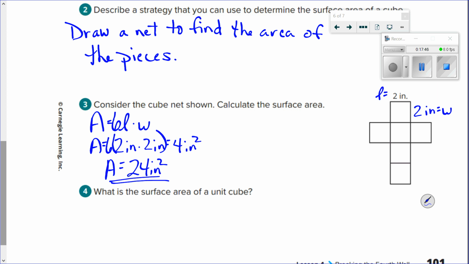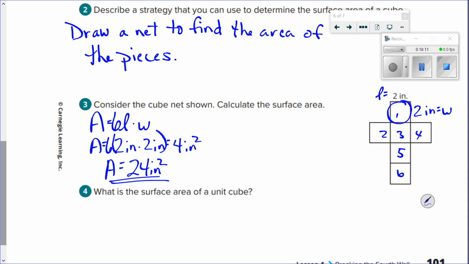Does that make sense? Why not? I said 1 square of the cube has an area of 4 square inches. Oh, there's 6 squares. There are 6 of those squares in a cube. 6 times the length times the width.